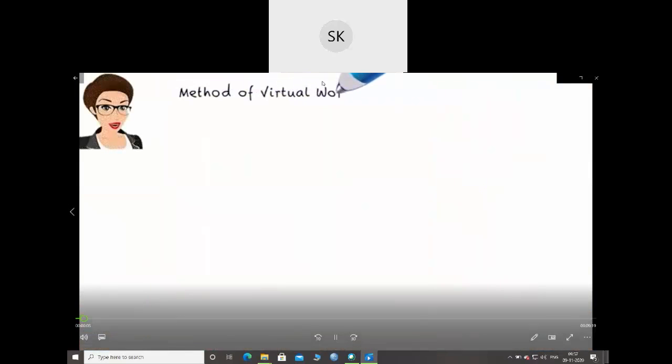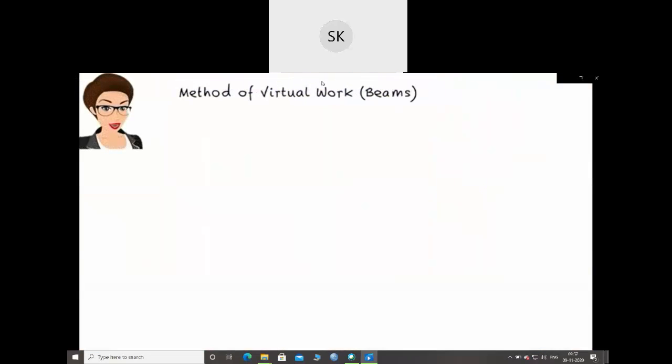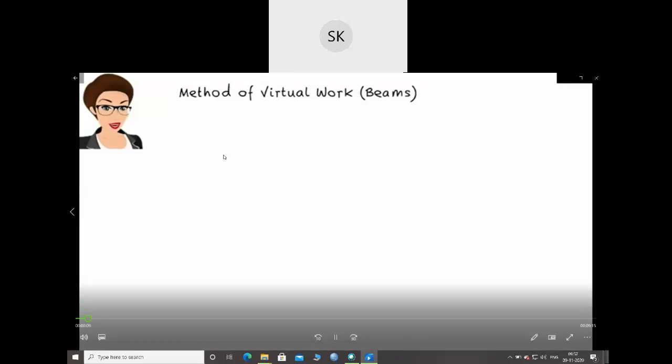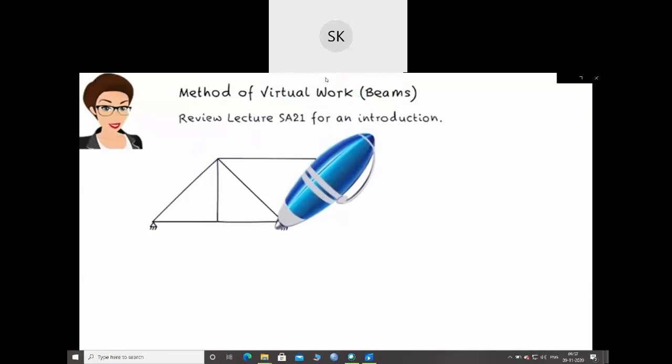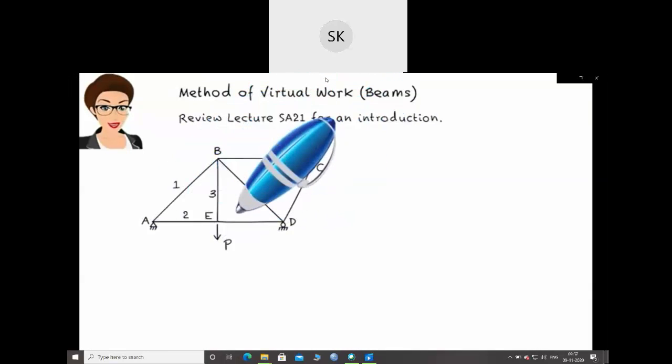So see the basis of the virtual work method and its use for calculating joint displacement in trusses were discussed in Lecture 21. In this lecture, I'm going to show you how this method can be used to calculate deflection and slope in beams. Let's start by reviewing the method using a truss structure. Consider this truss. Under the applied load, it is going to displace like this.